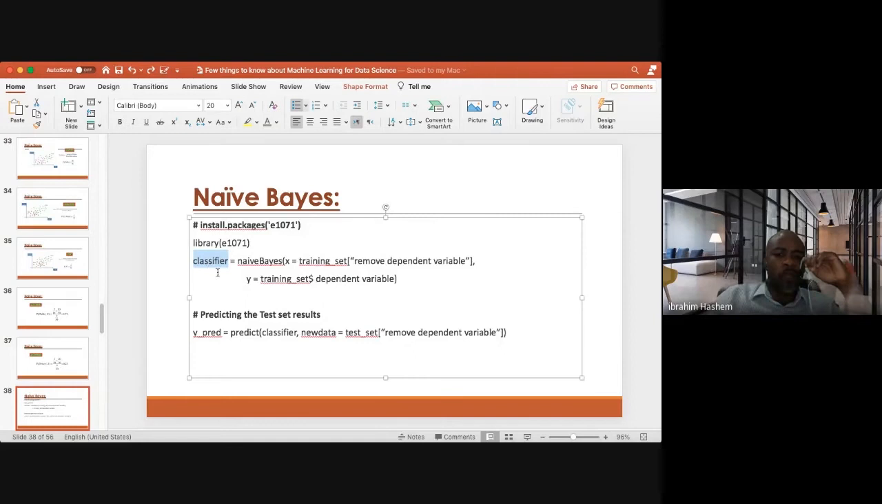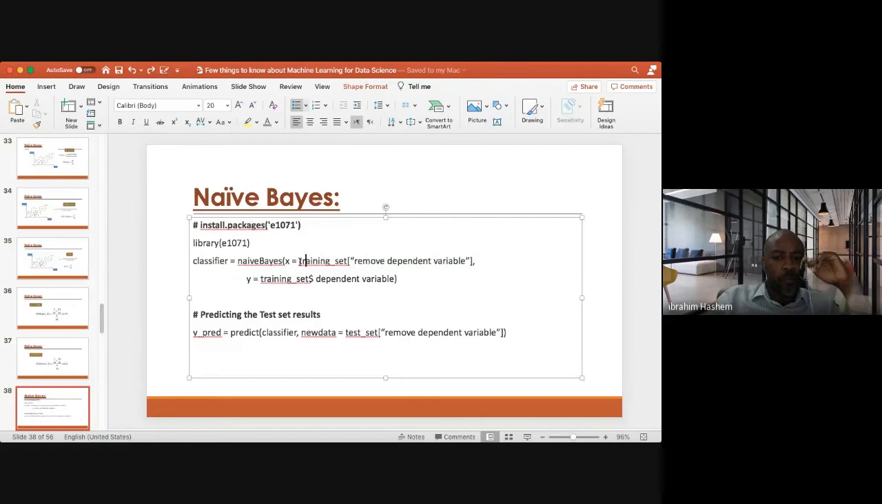So we need to call this variable classifier. We need to call a function called naiveBayes. This function is already built into the library that we have. We just need to call the function, and these are the parameters that we need to pass. The parameters are X and Y. The X is your training set.